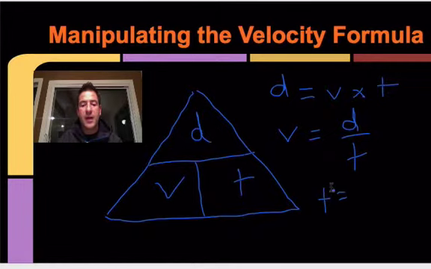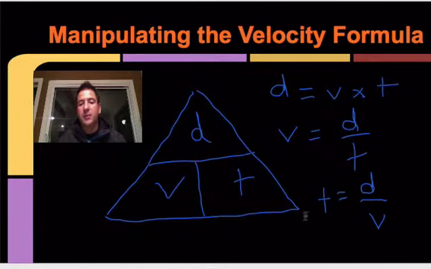Now, with time, we're solving for time. We look at the numerator position and the denominator position. I have to make sure all three variables are in my equation. I notice that d is in the numerator position on the top, so I'm going to divide d by v, since velocity is in the denominator position. So time is equal to distance divided by velocity.